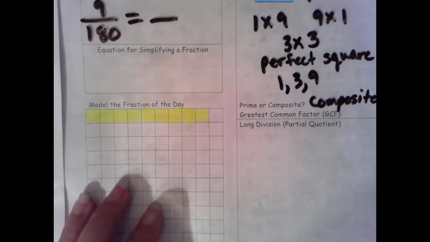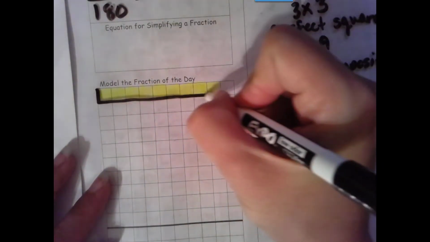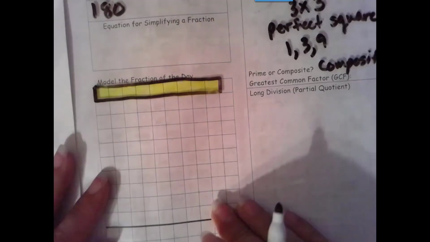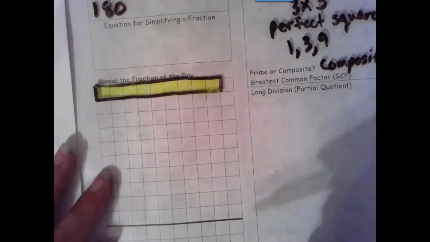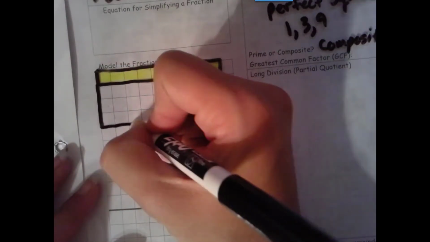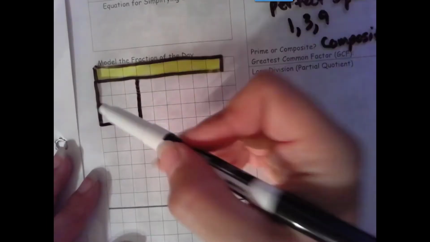And now we're going to try to figure out what is our greatest common factor between 9 and 180. So let's start with our largest factor, which is 9, and try that first. Okay. Remember, your groups do not have to look like mine. Just make sure there's 9 in each group, and make sure your shaded are separate from your unshaded. Now, this is why 9 is called a perfect square, similar to 4, because 3 times 3 makes a square.